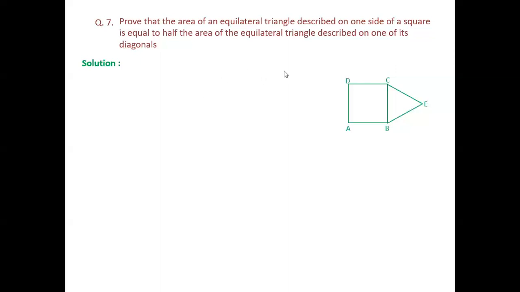Now I am going to draw one described on the diagonal. So this is the diagonal. Here I am going to draw one triangle. This is a triangle. Let me name this point F. So that means I have to prove that the area of this triangle is half the area of this triangle. That's how we are going to prove.